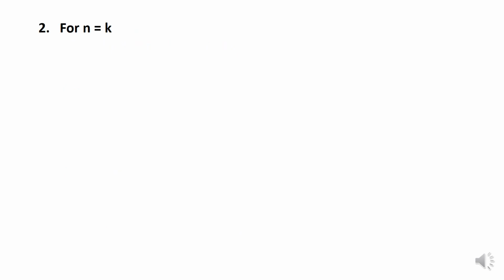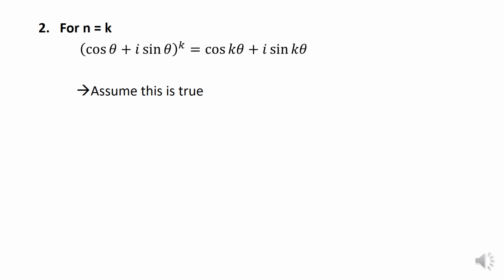Okay, so your second step, as always, is n equals k. Replace all the n's from the original statement with the letter k, and we're going to assume this is true. The third step then is to work with the k plus 1 term. Okay, so we're going to work with the left hand side. Put in our new power of k plus 1, and then we're going to use different techniques to work with it, to manipulate it and to get it to look like the right hand side here.